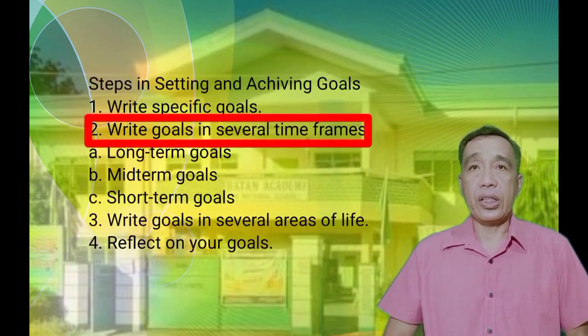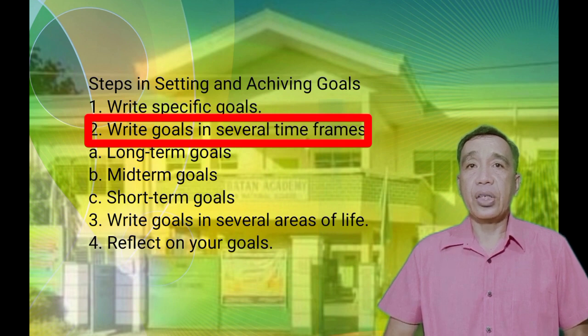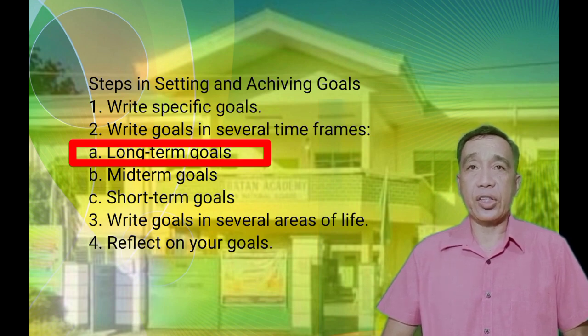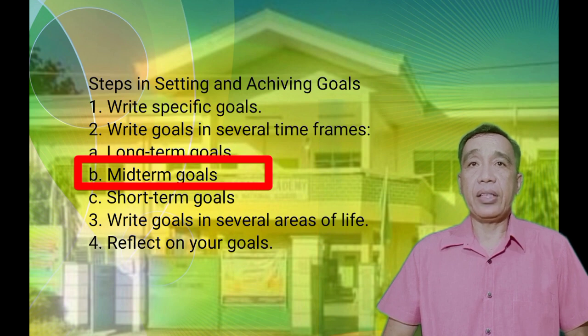Step number 2 is write goals in several time frames. It is important to have a comprehensive vision of your future. You can do this by writing your goals in the following time frames. A. Long-term goals. These generally refer to something that you want to accomplish in the future. These goals will usually need time to achieve. They include but are not limited to the different aspects of life such as education, career, personal relationship, and financial security.